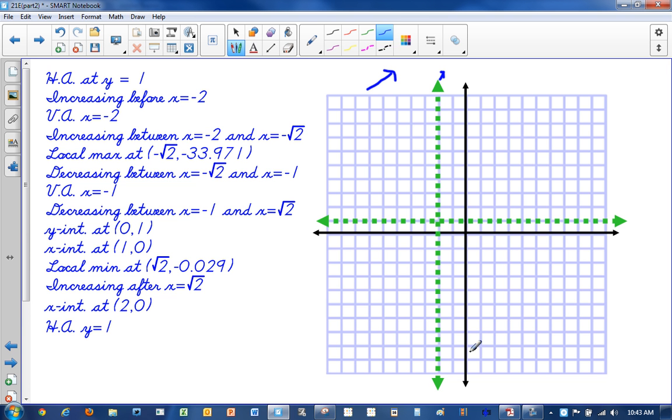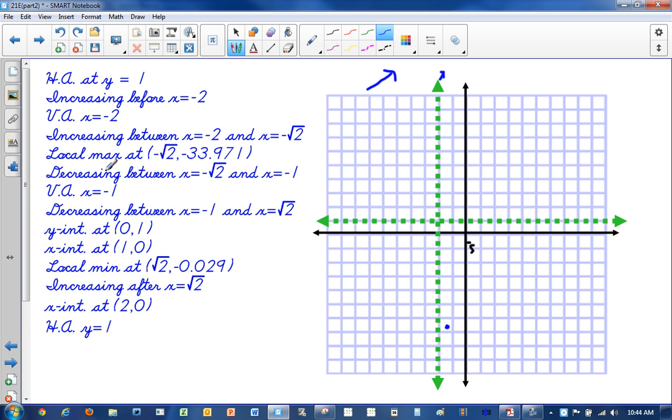All right, well, I don't have negative 33 on here, so let me change my scale so that the y-axis goes up and down by 5s. So that's a negative 5. Each space is going to be a negative 5. So that's negative 5, 10, 15, 20, 25, 30, 33.9 would be right about there. But that's not where that point goes. The point goes at negative root 2 and that. So right about there. Okay, so it's going to be increasing before it gets to that point.